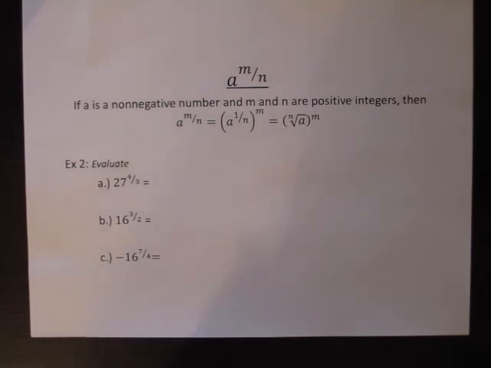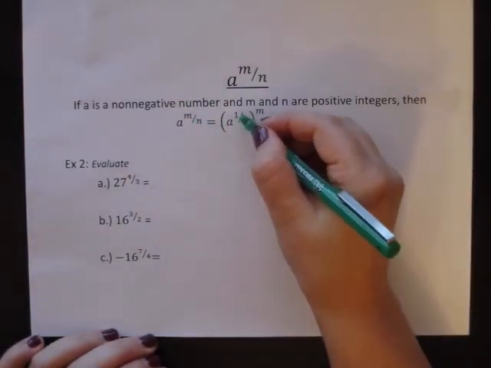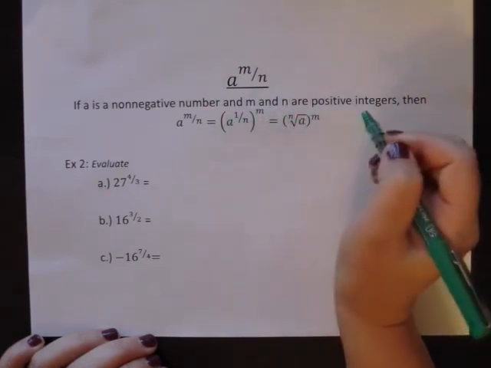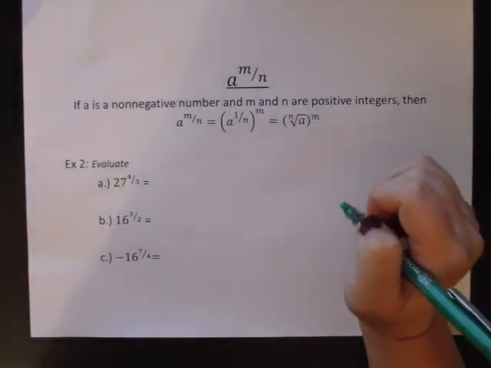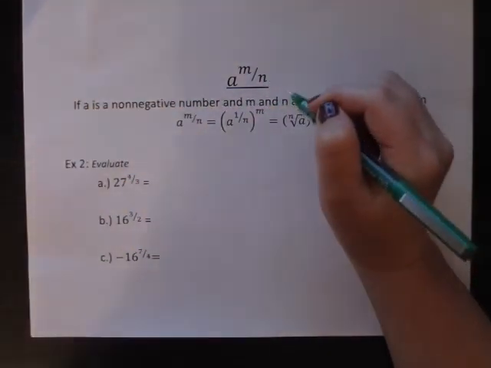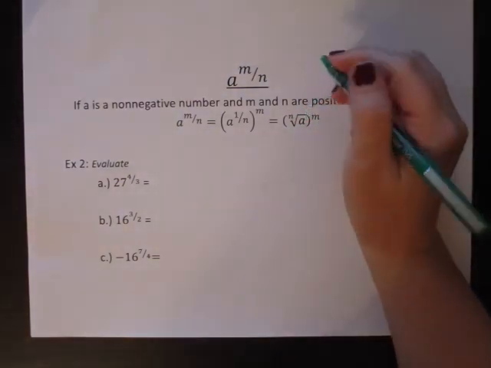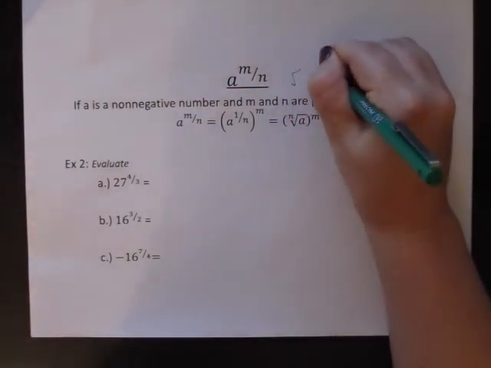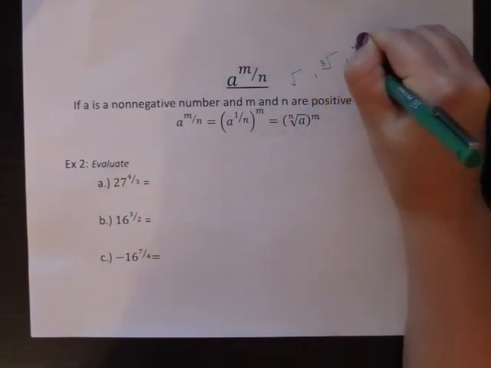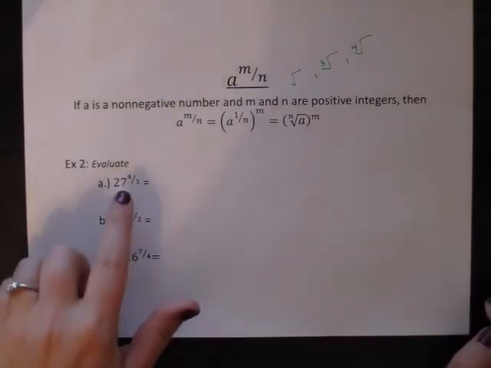Okay, so if a is a non-negative number and m and n are positive integers, so we have the form of a to the m over n equals a to the 1 over n to the mth, and then we change it into radical form. So what you're doing is you're pulling out whatever that numerator is, and that's going to be the power that you're raising it to, and then you're going to change it into radical form. So remember, that could be the square root, that could be the cube root, that could be the fourth root, it could be so on and so forth. Okay, so let's look at this one.